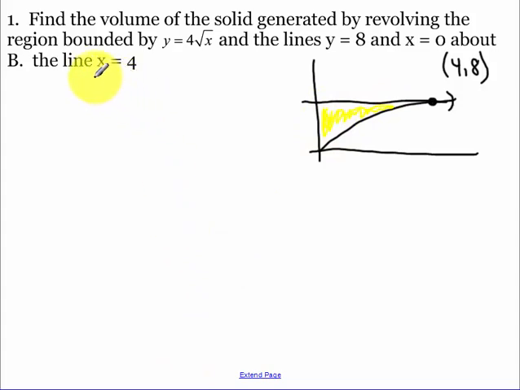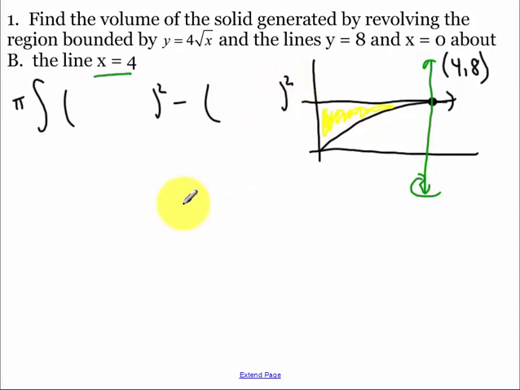But now we're revolving around the line x equals 4. So we're revolving around this line. In this case, our area doesn't butt up right next to it. So we have to remember to do pi integral of the outer radius squared minus the inner radius squared. And since you're revolving around an x equals line, everything needs to be in terms of y. So my integral values that I'm integrating with respect to are from 0 to 8, because I'm integrating with respect to y in this case.